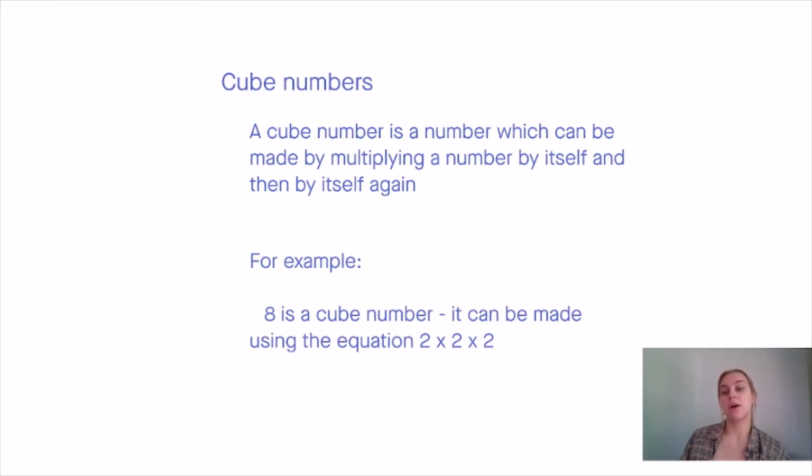As an example, we have 8 as a cube number. Before, when we talked about a square number, that was something like 3 times 3 or 2 times 2. In this case, a cube number is 2 times 2 times 2. So 2 times 2 gives you 4, times 2 gives you 8, so 8 is a cube number.